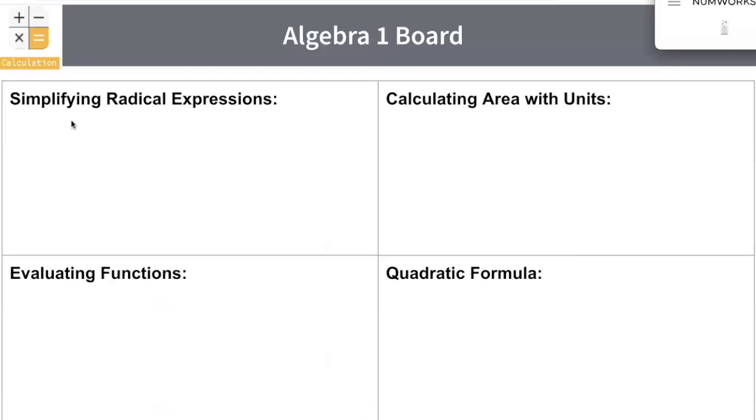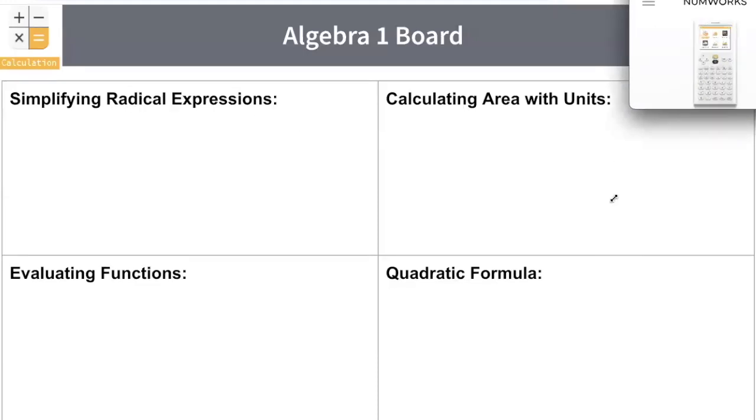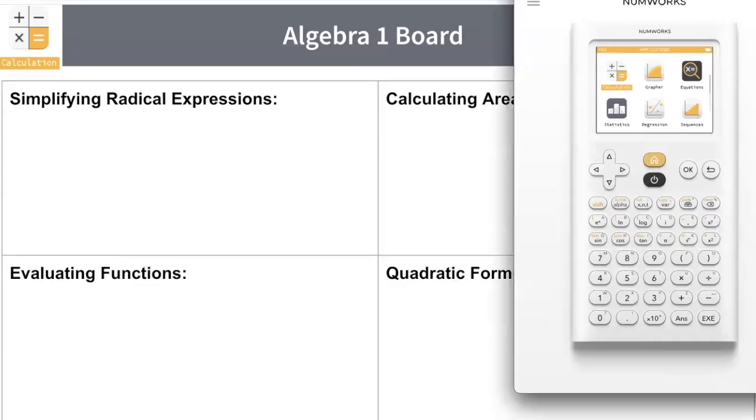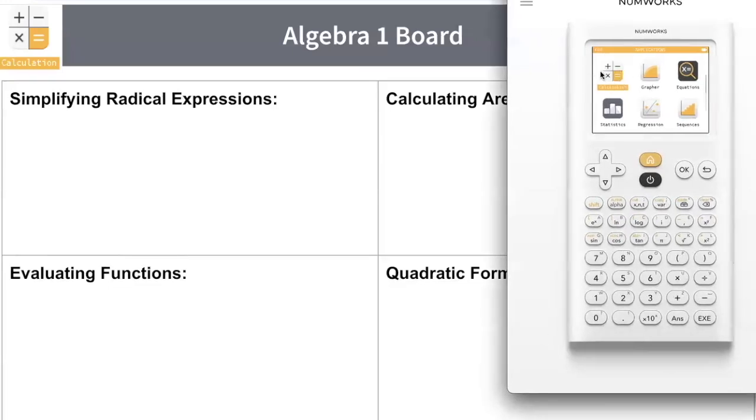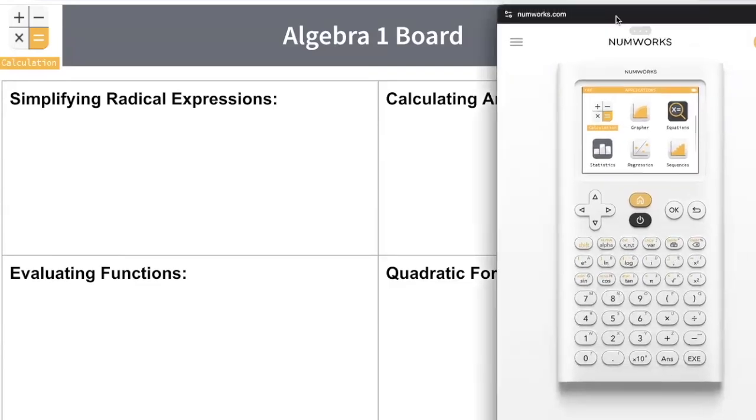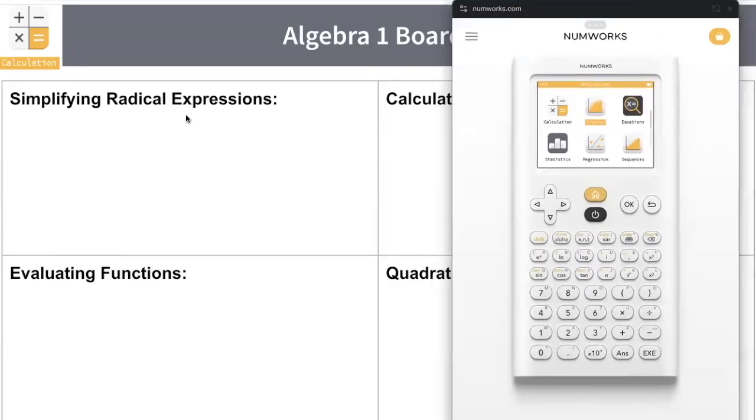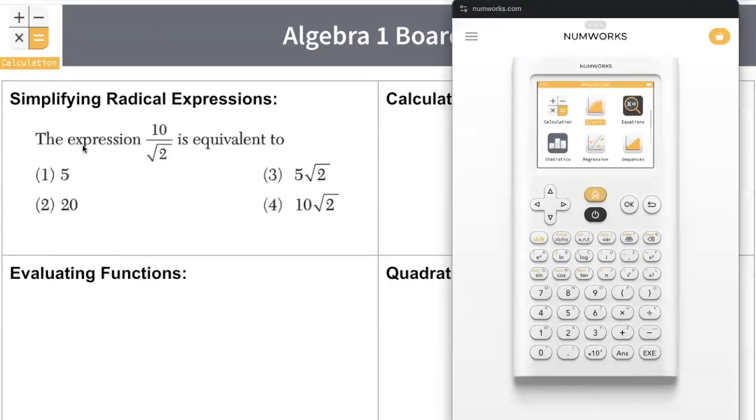So the first app we are going to be looking at is our calculation app. There are 4 main topics that I'm going to cover as we're in the calculation app. The first one is simplifying our radical expressions. So I just have a question to show us how the calculator will simplify our radicals. If you are following along, feel free to jump into the calculation app. I'll be showing right on the calculator to my right. So simplifying expressions. This expression has a radical in the denominator.